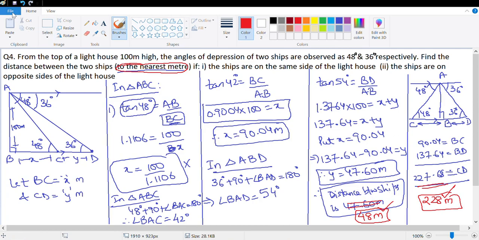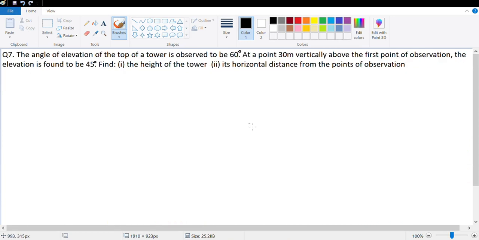Very interesting question. Let's look at the next one. The next question that we're doing is question number 7. Question number 7 says the angle of elevation of the top of a tower is observed to be 60 degree at a point 30 meter vertically above the first point of observation. The elevation is found to be 45 degree. Okay, so we are observing the tower from two different points.